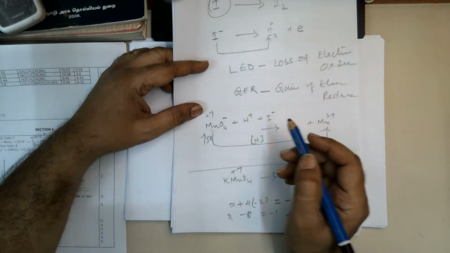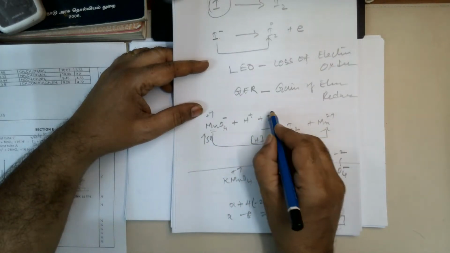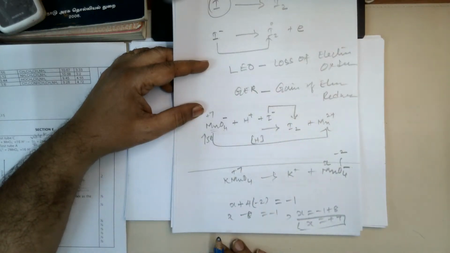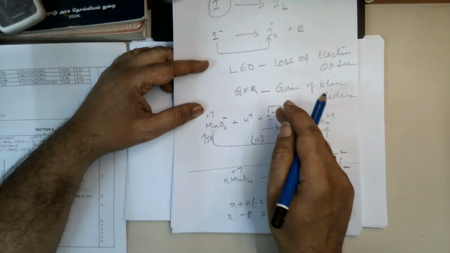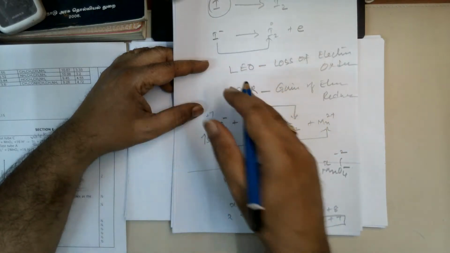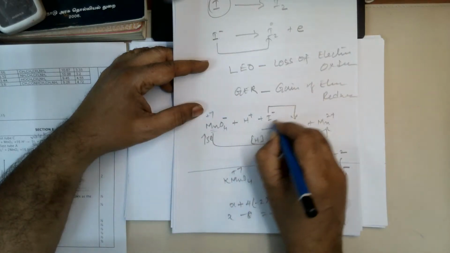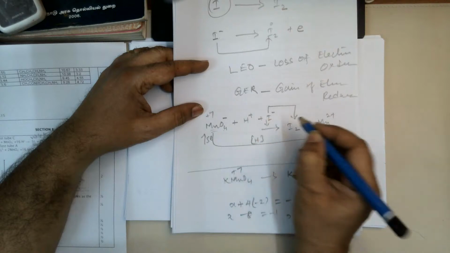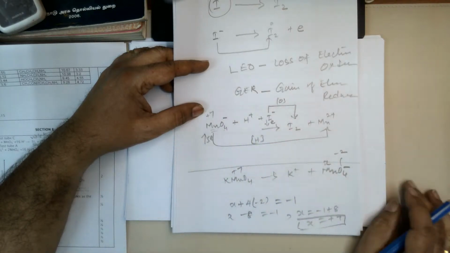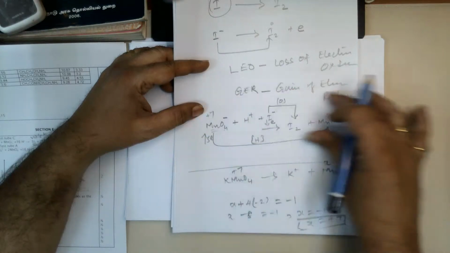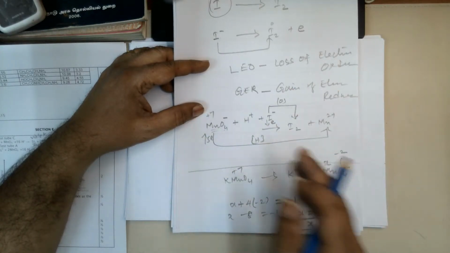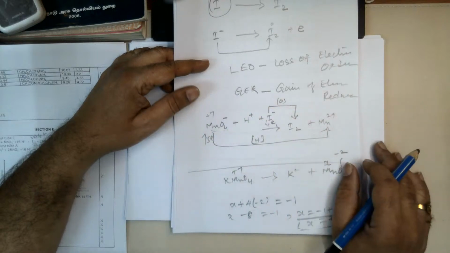Right. Then what about this iodide? Iodide becomes iodine, by losing one electron. Since one electron is lost, it is an oxidation. Do you follow? And together it is called what? Redox reaction. So oxidation and reduction take place simultaneously.